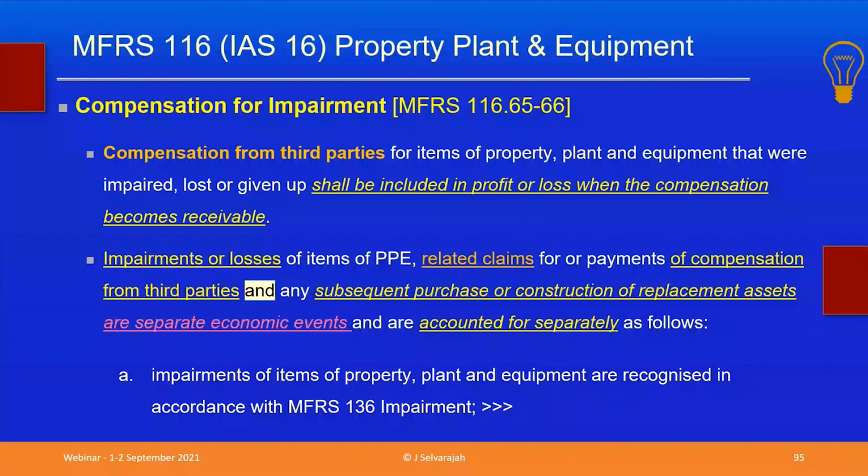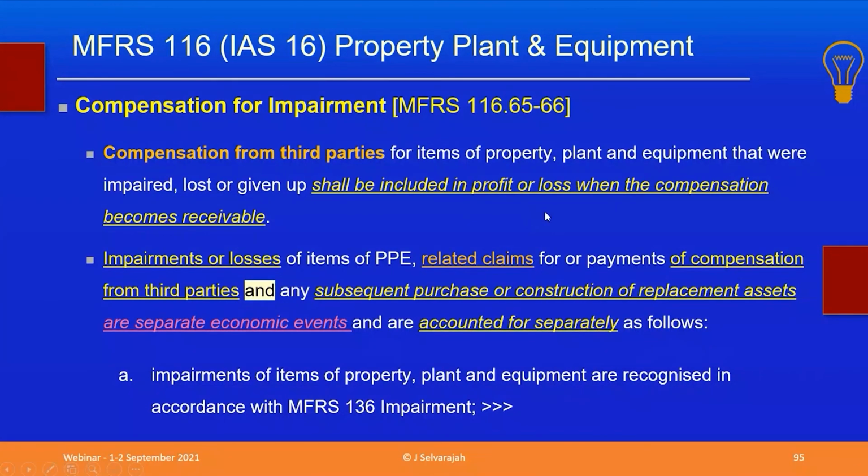Now, because of this impairment, you might get some kind of compensation from third parties. All right, goods that are impaired, lost, given up. So when you receive the compensation, where do you put it in the financial statements? It shall be included in the profit and loss when the compensation is receivable. Do not set off that compensation against the PPE. No way you should do that. We put it as part of the P&L, all right? As included in the P&L.